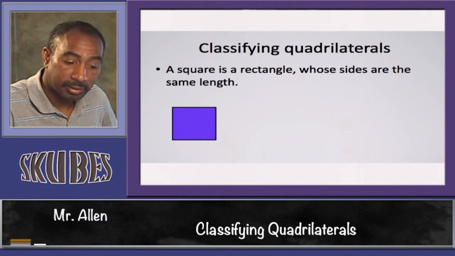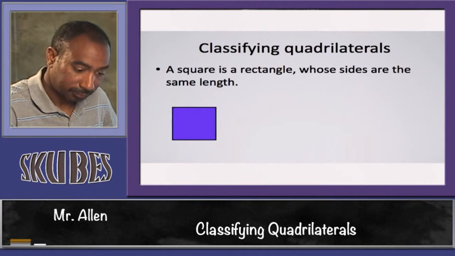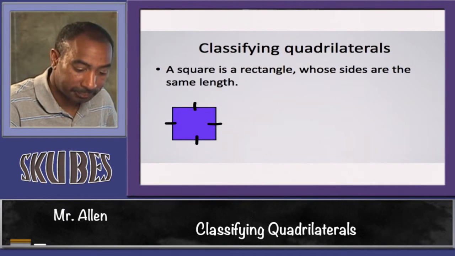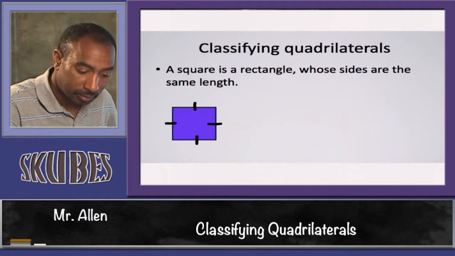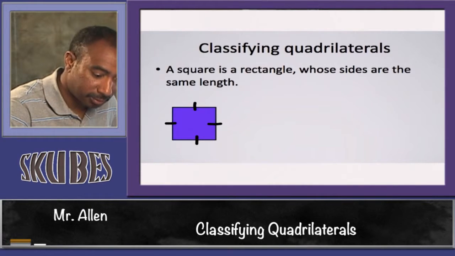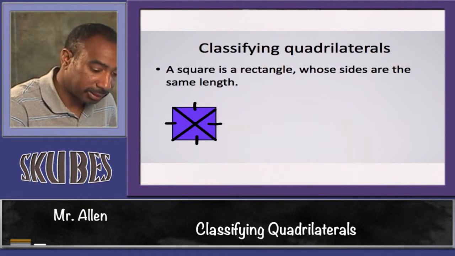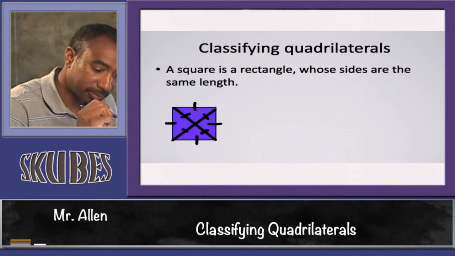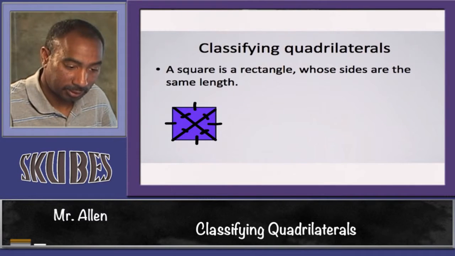A square is a rectangle whose sides are the same. So on the square, all four sides have the same length. And just like a rectangle, the diagonals not only bisect each other, but they have the same length. So even the intersection is going to have the same length. So it's going to be all equal.